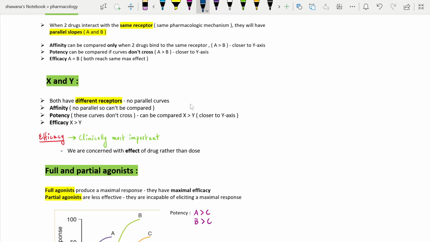So talking clinically, which of these factors, either the affinity, potency, or efficacy, is the most clinically relevant or important? Among these three, efficacy is clinically the most important. We are concerned with the effect of the drug rather than the dose. We are more concerned with the effectiveness of the particular drug rather than the amount of the dose that we are administering.